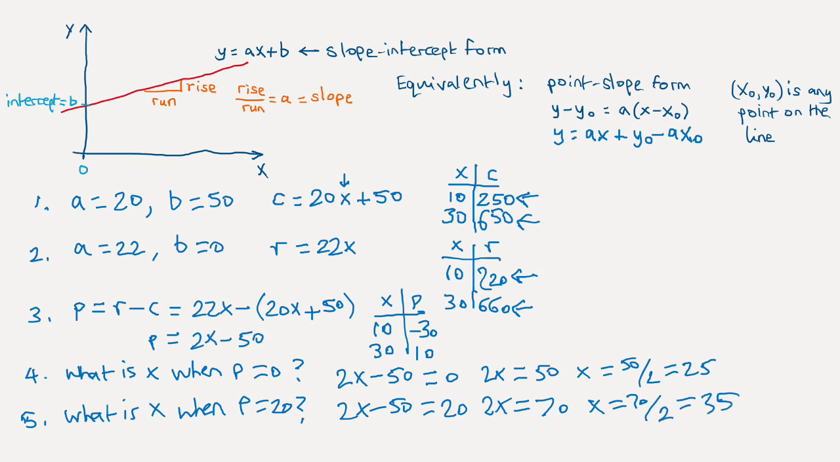And we can just double check by plugging 35 into our profit function. 2 times 35 is 70, minus 50 is 20. So x equals 35 does give us a profit of 20. So that's a few examples of using linear equations to solve some problems.